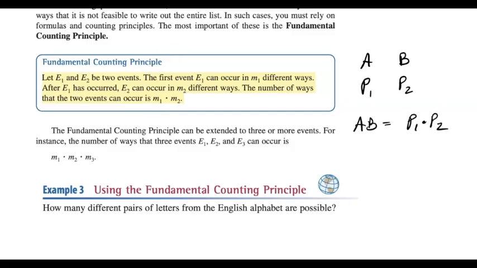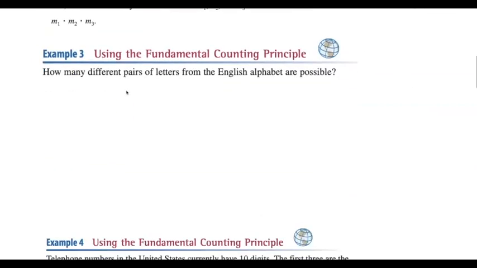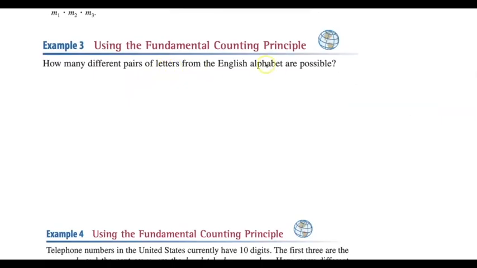If I said the probability of one thing happening is this, and the probability of the other thing happening is this, what's the probability of that happening, then that happening? Just multiply them together. And it could be done with 3 things also. What's the probability of this, then this, and this happening? You just multiply all the probabilities. It's the fundamental counting principle. Let's do an example here. How many different pairs of letters from the English alphabet are possible?